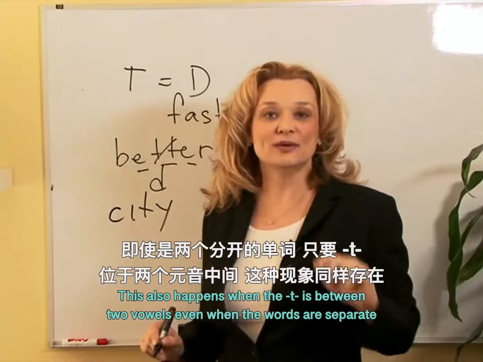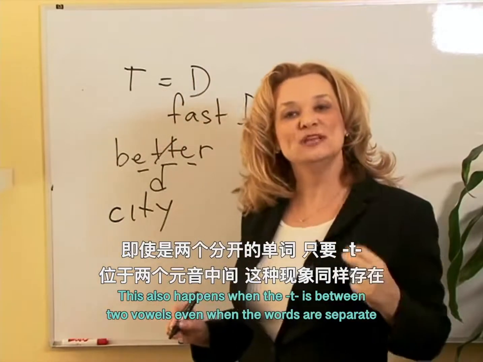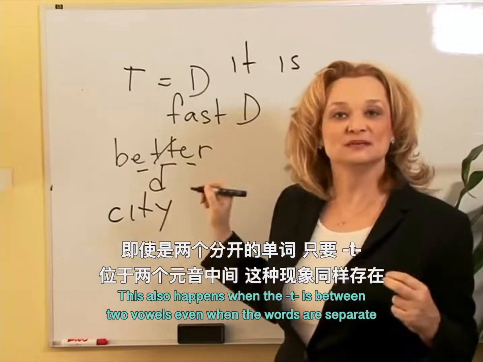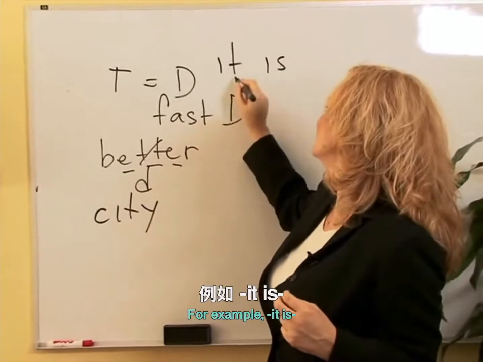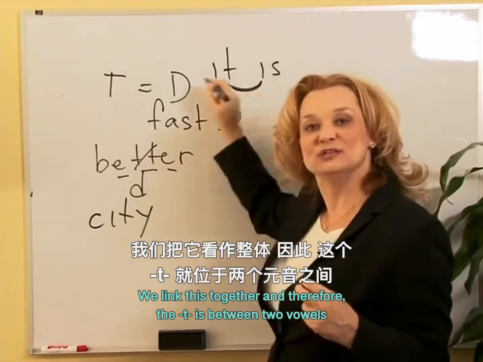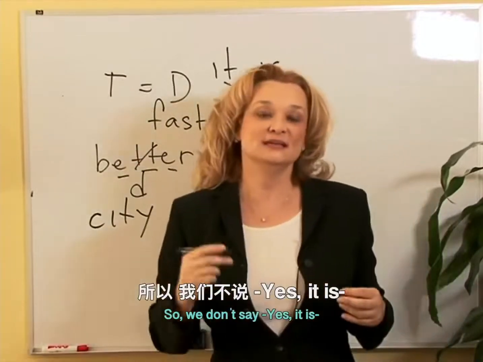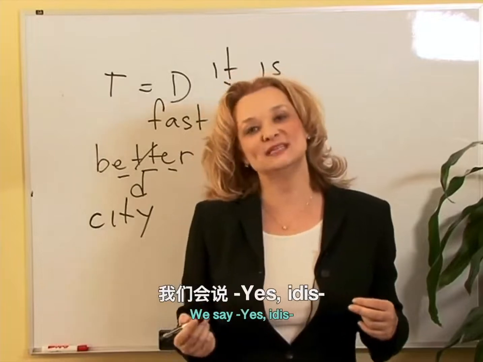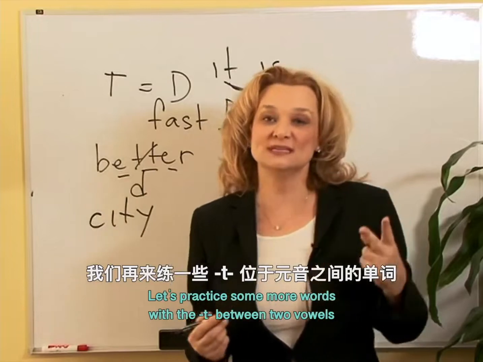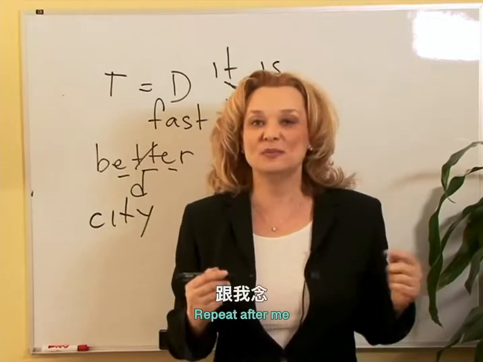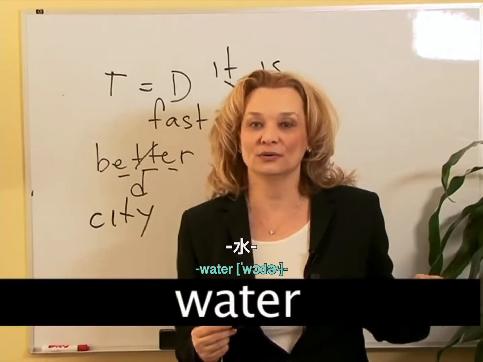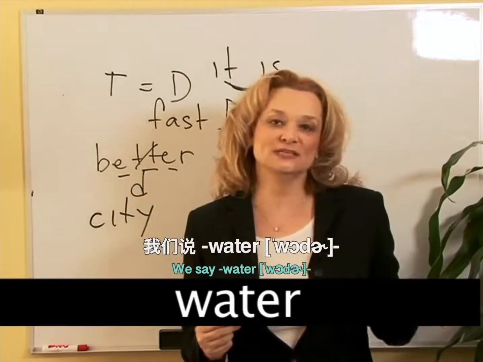All right, this also happens when the T is between two vowels, even when the words are separate. For example, "it is." We link this together, and therefore the T is between two vowels. So we don't say "yes, it is." We say "yes, it is." Let's practice some more words with the T between two vowels. Repeat after me. Water, water. We don't say "water," we say "water."